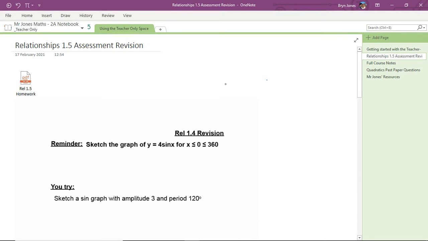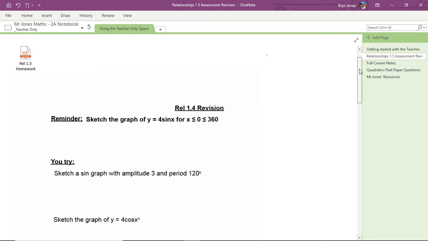The other thing is you can either use this OneNote thing here, or if you'd prefer just to download a PDF, you can just click this button over here to download the PDF. Okay, that's enough of that. Let's just go through the actual revision.